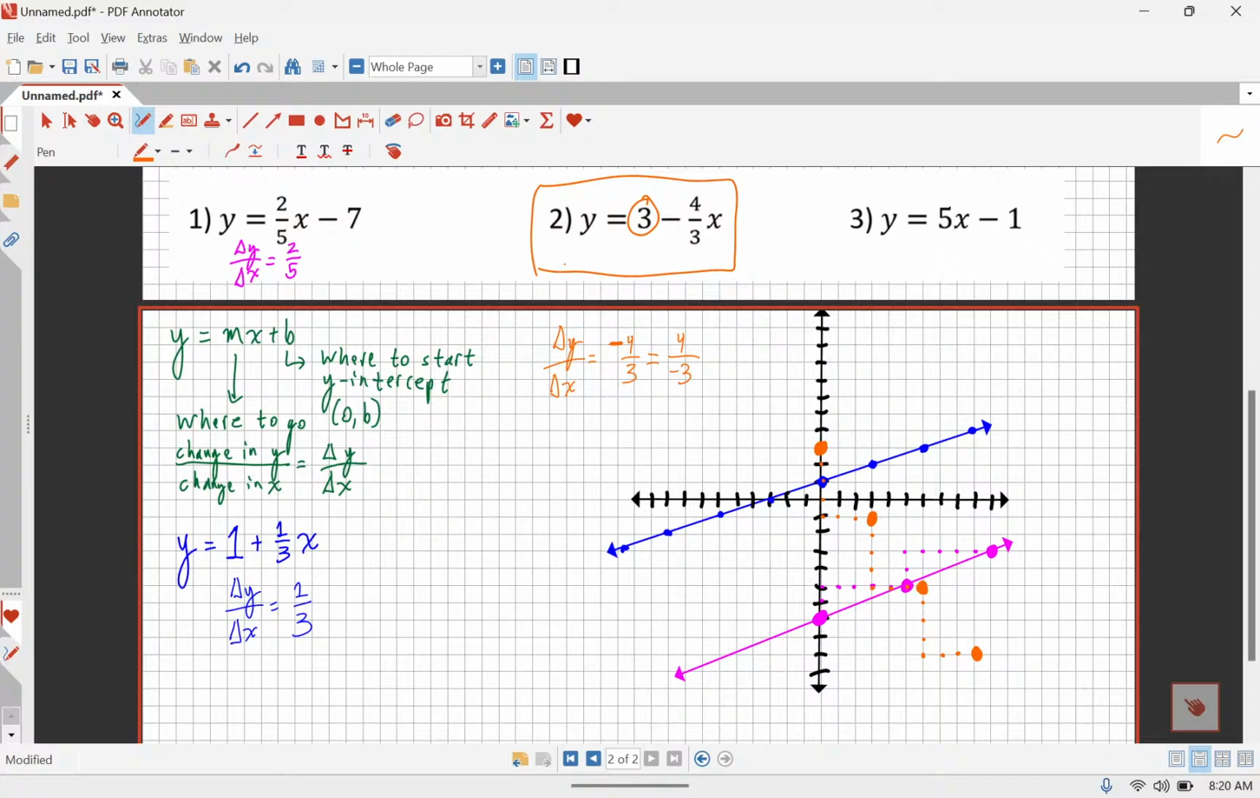I guess I never know how to work that one, but I think it's going to be Finn. Finn, what is my change in y on this one? If change in y over change in x is 4 over negative 3.